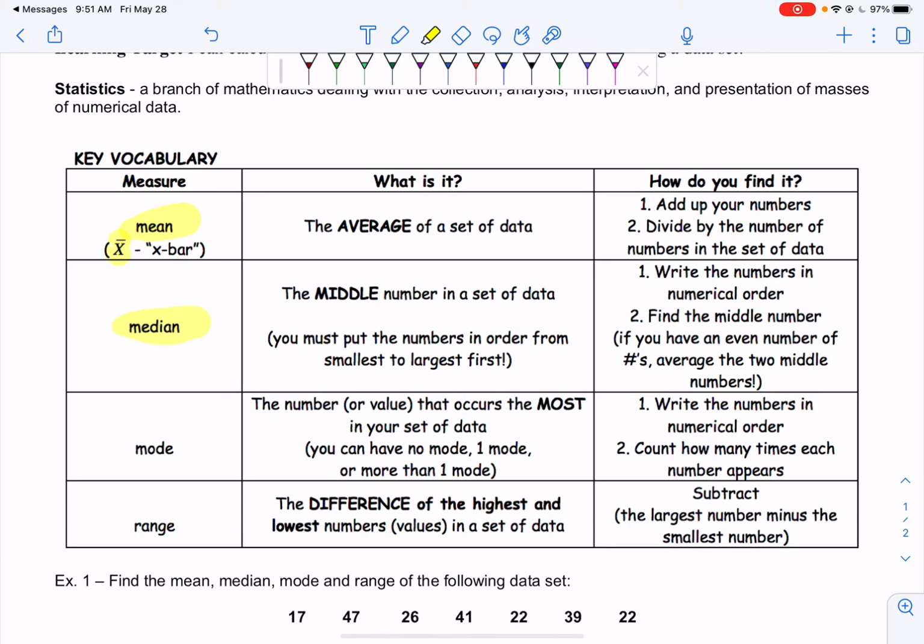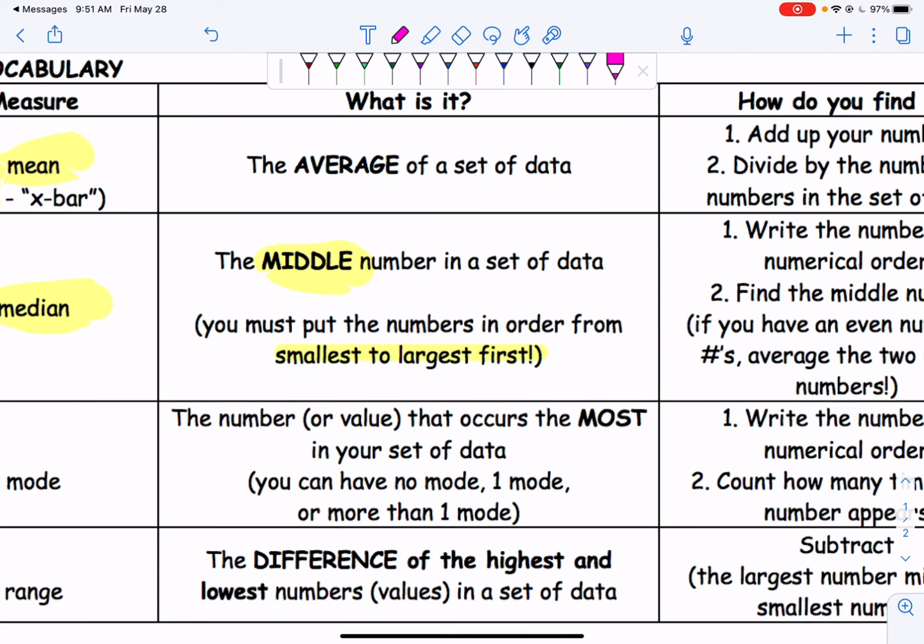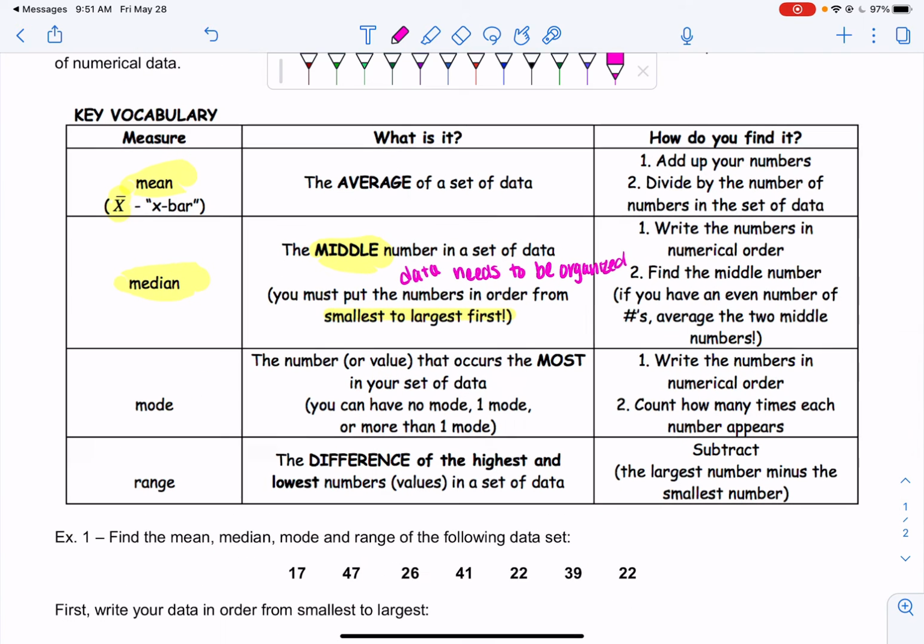Your median is the middle number in the set of data. It's important that you put the numbers in order from smallest to largest first, so your data needs to be organized. We're not going to be working with a lot of data for this lesson, but if you were doing real data analysis, then you would typically just use Excel. We're doing everything by hand. To find it, you write your numbers in order, find the middle number. If you have an even number, average the two middle numbers.